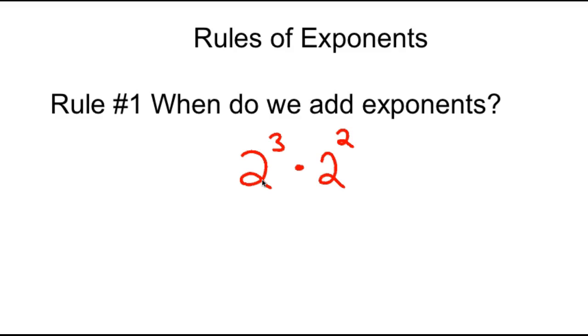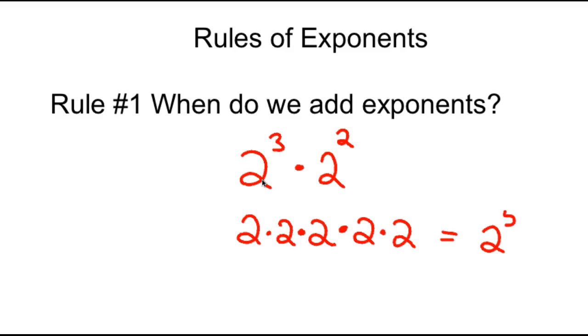Okay, if you just use what an exponent is, 2 to the third is 2 times 2 times 2, and 2 squared is 2 times 2. Well, if you look at that, that means we have 5 2's, or 2 to the 5th power. So in this case, we could have left the base the same and just added the 3 plus 2 to give us 5.